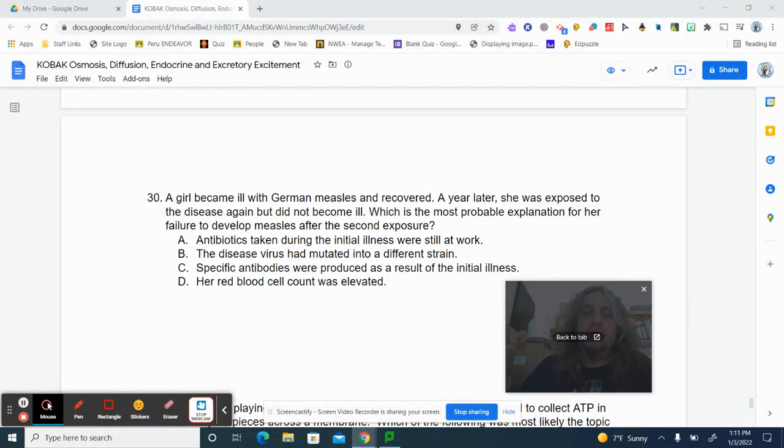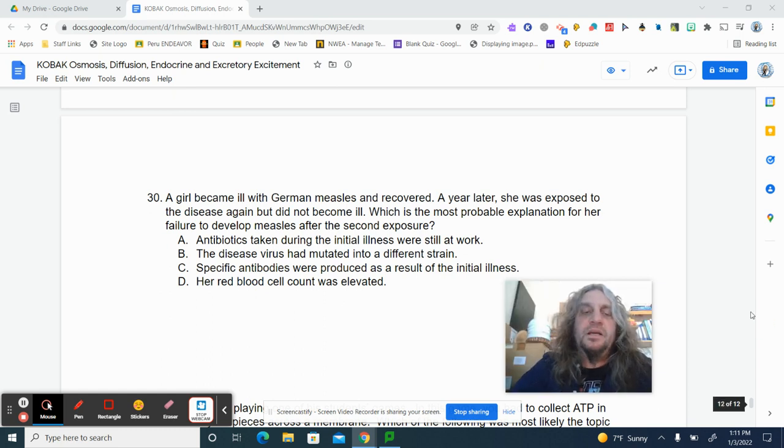Question 30. A little girl became ill with German measles, but she recovered. A year later, she was exposed to the disease again, but did not become ill. Which is the most probable explanation for her failure to develop measles after her second exposure?